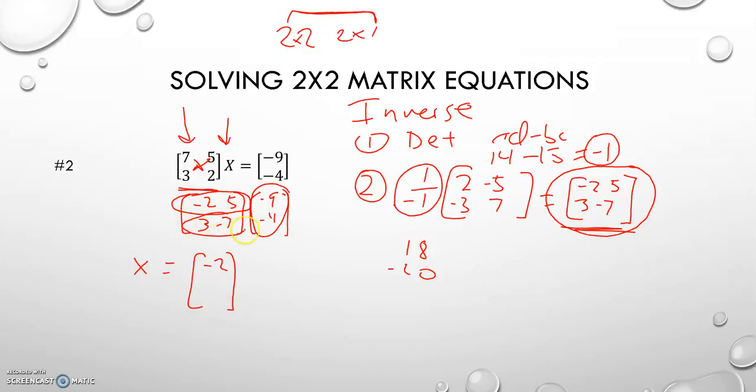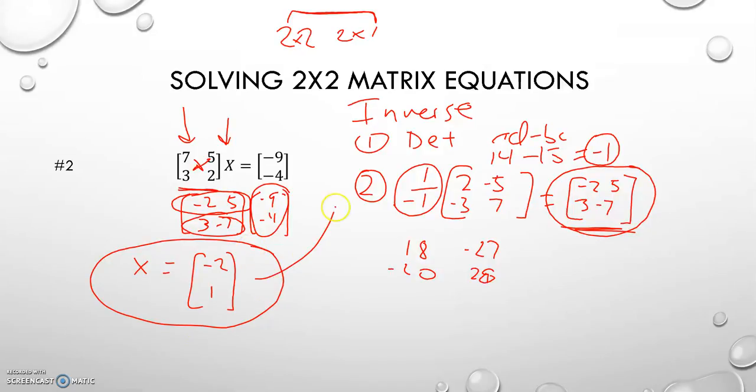Then I'm going to take the second row times the column. 3 times -9 is -27. And -7 times -4 is +28. And when I add those together, I get a +1, which means the x that I'm looking for is -2, 1. And we could substitute that back in here for x, multiply it out, and make sure that we indeed get -9 and -4.